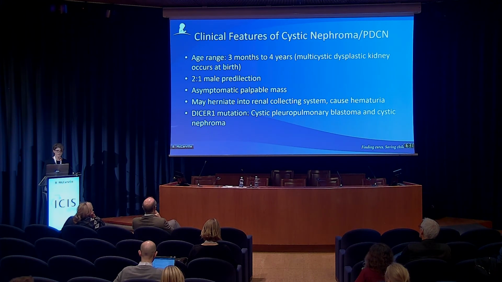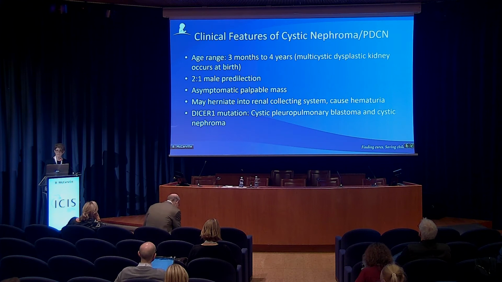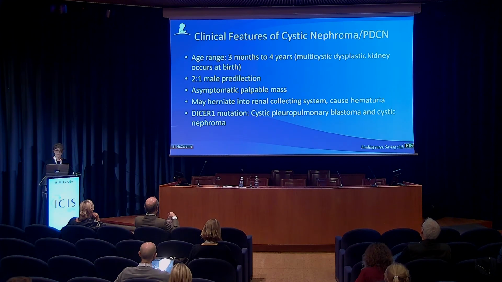So clinically, these patients present in a younger age group than the typical Wilms tumor, but they do overlap the age range of Wilms tumor. And they can look like a multicystic dysplastic kidney on imaging. Multicystic dysplastic kidney, however, is going to be present at birth and is often diagnosed prenatally. Just like Wilms tumor, these can present as an asymptomatic palpable mass. They can herniate into the renal pelvis and cause hematuria.